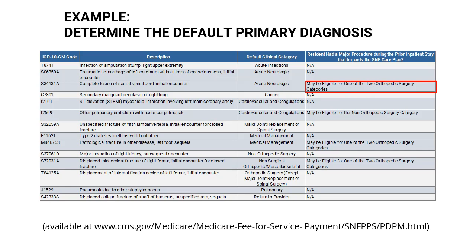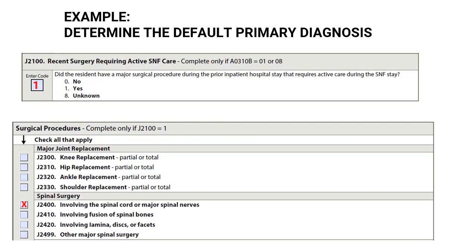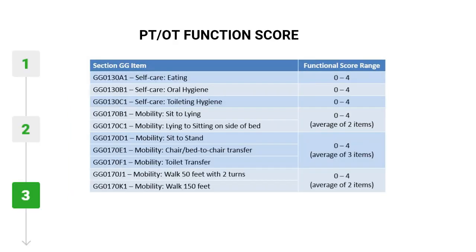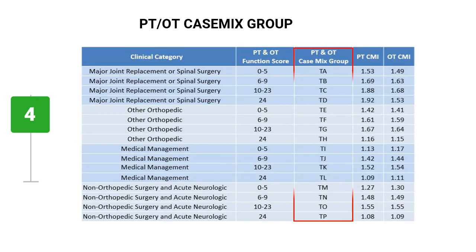For patient A, J2100 is equal to 1, and J2400 is selected as the patient had a spinal surgery involving the spinal cord or major spinal nerves. Patient A qualifies for the major joint replacement or spinal surgery PDPM clinical category. Determine the PT and OT function score based on these 10 section GG items. The PT and OT case mix group is determined using the PT and OT clinical category and the PT and OT function score.